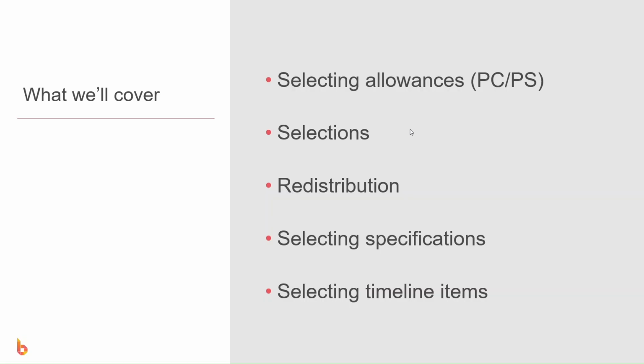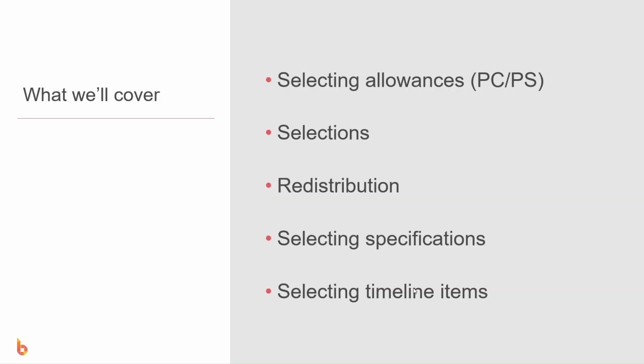Alright, so in this video we're going to look at allowances, aka PC, prime cost, or PS, provisional sum, amounts within your estimate and how BuildExact handles it. We're going to have a look at what that means for selections later on. We'll look at the redistribution, which is a fancy way of saying what do we do with the markup for these allowance items. And then we'll also touch on specifications and timeline items.